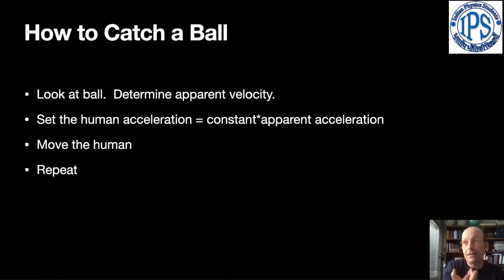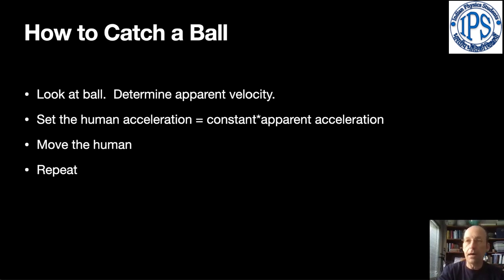This is how I do it in Python. Set the human acceleration times something times the apparent acceleration, because I want them to be matched. I want to move the person in a way that the apparent velocity is constant. And in Python, I just keep doing that over and over. When you catch a ball, you just do it in your mind. You're just moving in a way such that the apparent motion is constant. And that's how you can catch it. You don't need to do any calculations.